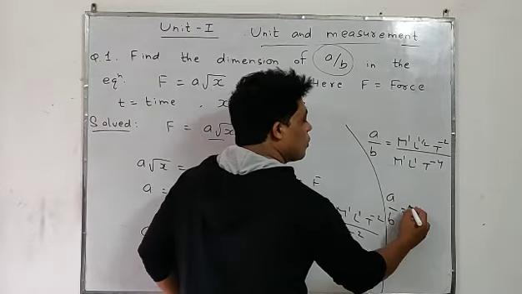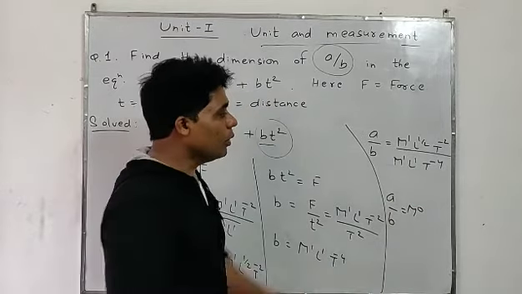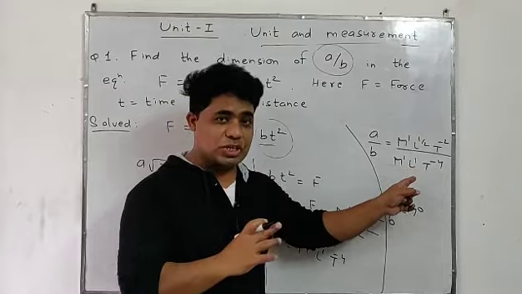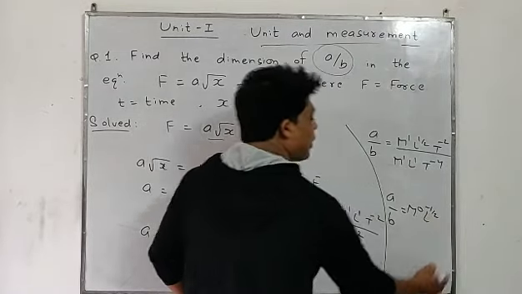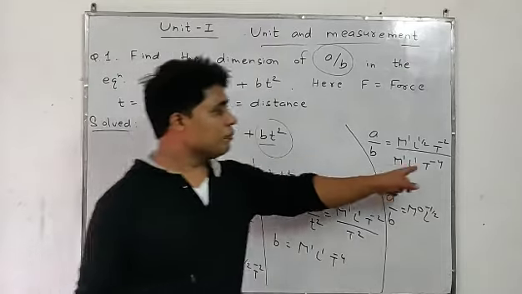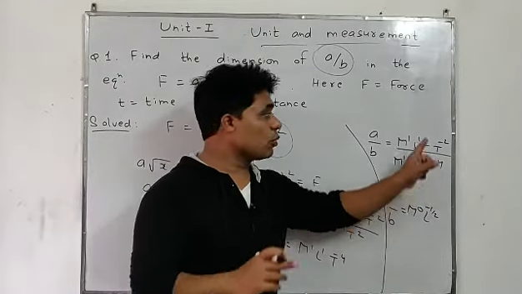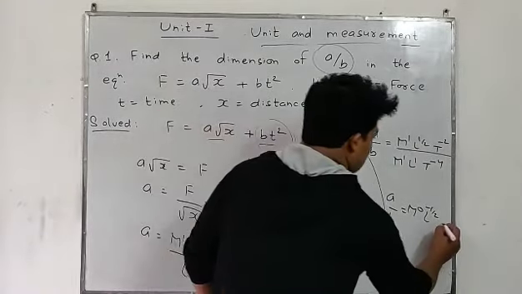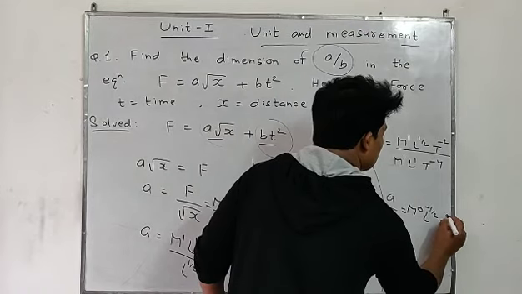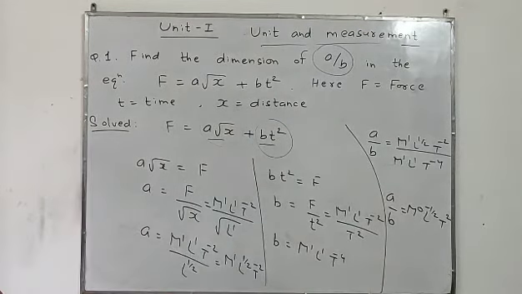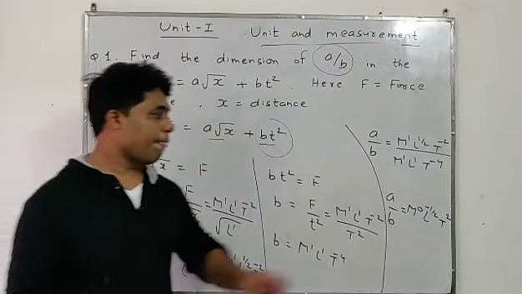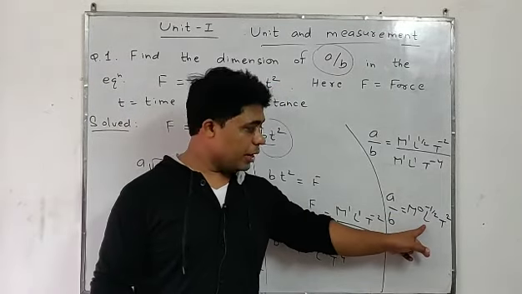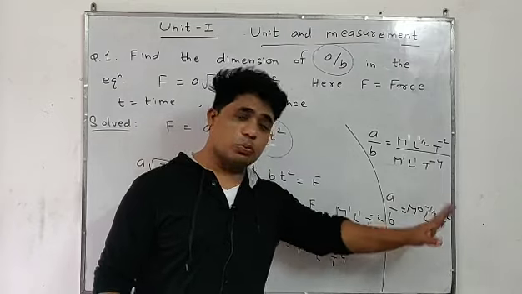M1 to M1 cancel out, M0. Transfer L1 upwards, L minus 1, minus 1 plus half, L minus half. Transfer T minus 4 upwards, it becomes T plus 4. Plus 4 minus 2, so T2. So the dimension of A by B using this equation is M0 L minus half T2.